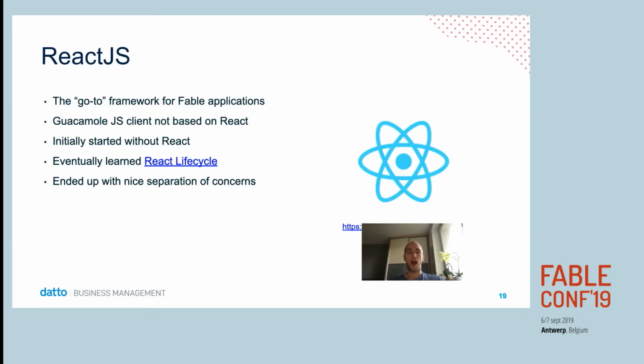Then React.js, I'd say that probably nowadays it's the go-to framework for Fable applications because it really integrates nicely into the Fable and Elmish mix. But we had an issue with React.js initially because this Guacamole JavaScript library is not based on React, and it manipulates the DOM. So that was an issue for me initially, so I started without React. But eventually, when I learned how React works under the hood and how the lifecycle works and how uncontrolled inputs work, I managed to integrate React and Guacamole, and we actually ended up with a nice separation of concerns.